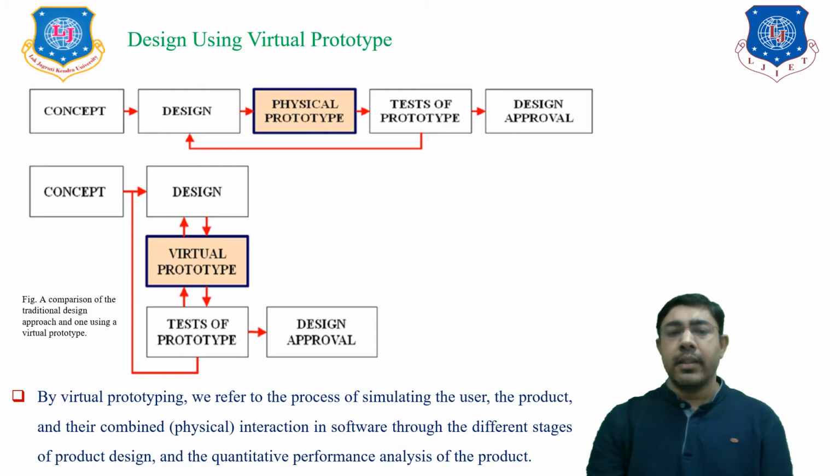So here the physical prototype is made, and the testing of the physical prototype is done. If the tested prototype doesn't meet the required properties, then again we redesign the parameters, the physical prototype is manufactured again, and testing is done. So this process is continuously repeated until we get the required properties.